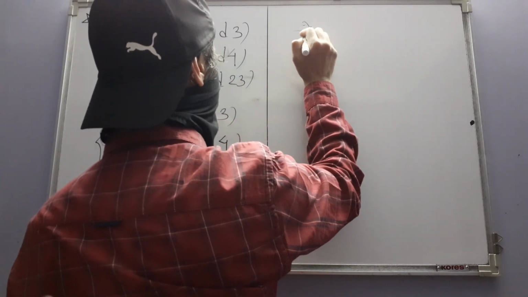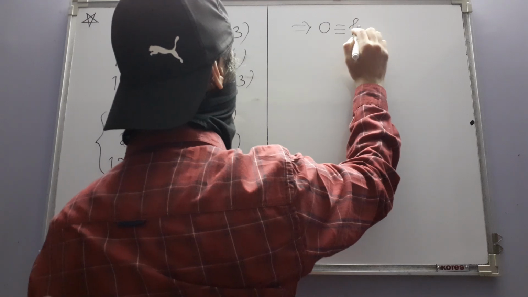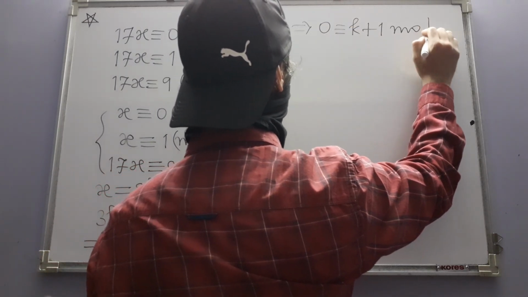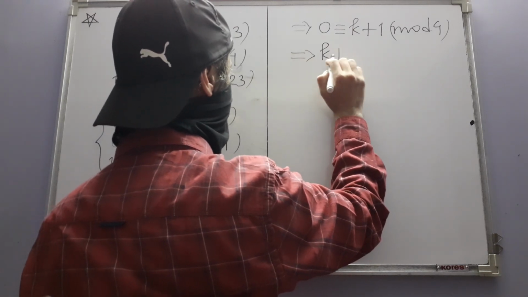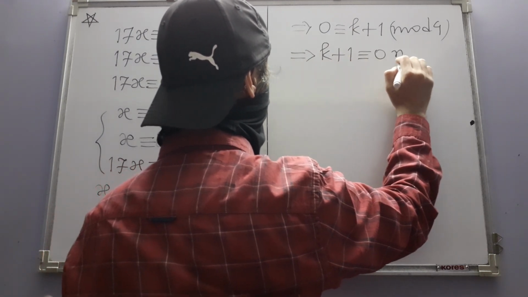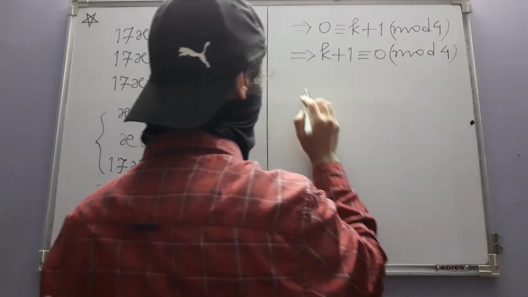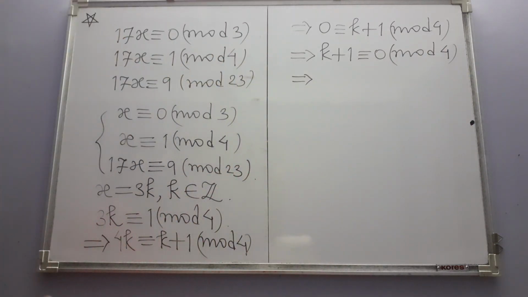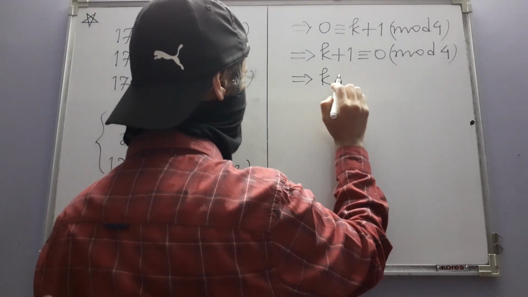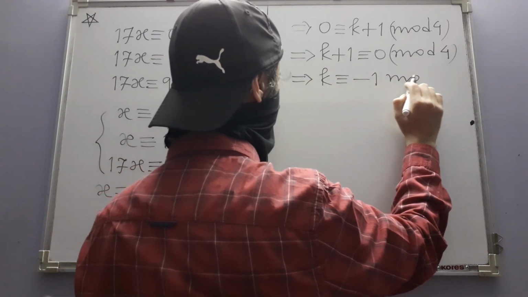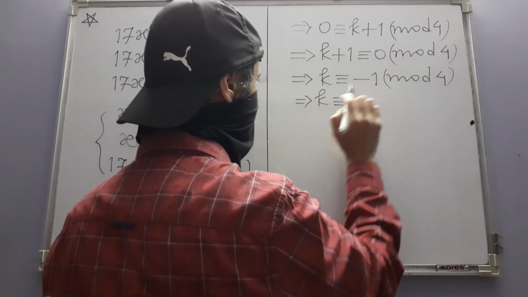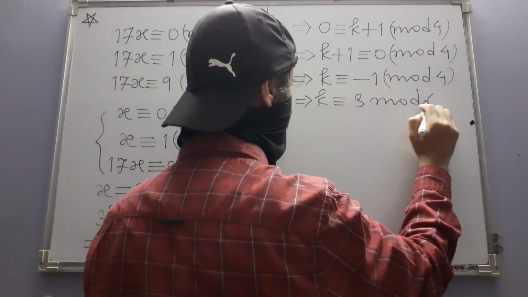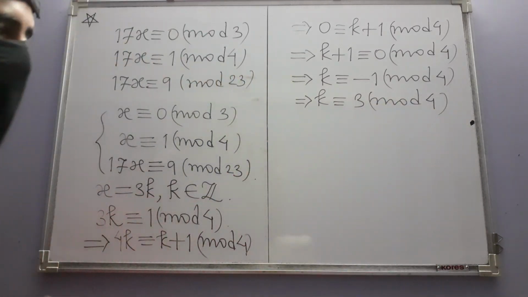So we are going to get 0 congruent to k plus 1 mod 4. Now if we switch places a little bit, we get this same thing, because congruence is a symmetric relation, and this one implies this. But minus 1 is congruent to 3 mod 4. If you want, you can keep minus 1 also, but for some reason we tend to go towards positive values.